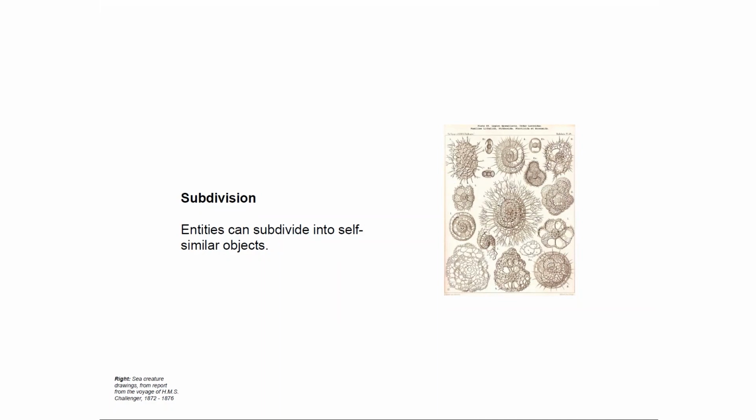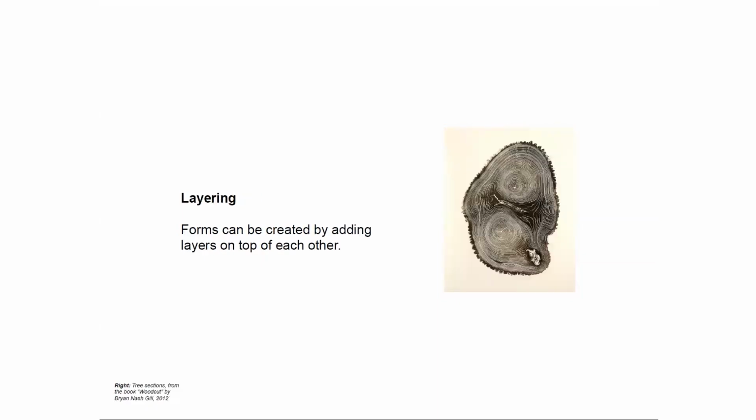Okay, subdivision is one other method. So in a way, you can subdivide these entities or objects into other self-similar objects, and we'll be looking also at subdivision, specifically of meshes. But it's again clear that in nature, many things are sort of subdivided. So tissues, cells, and these are some of the, I think, sea creatures. Some examples from there. Then layering can also be used as a technique.